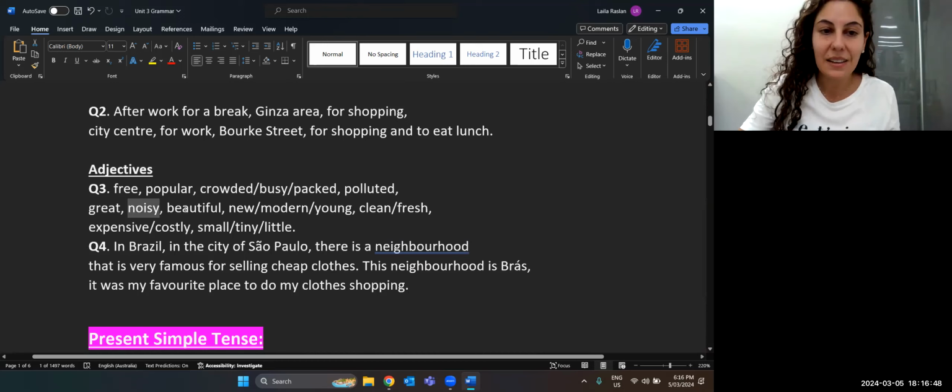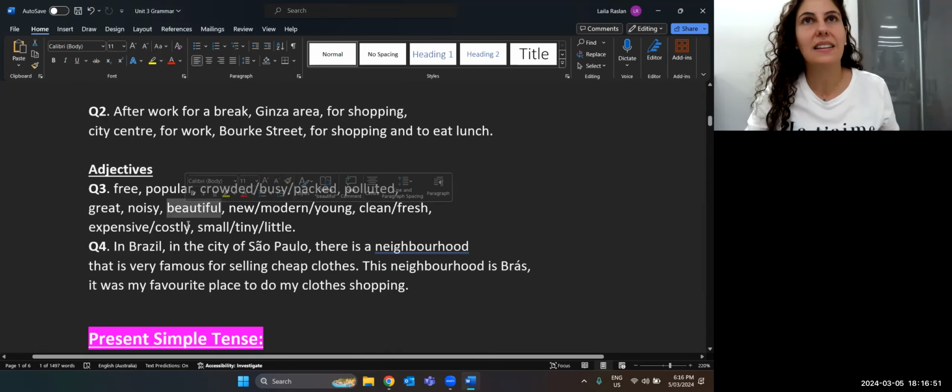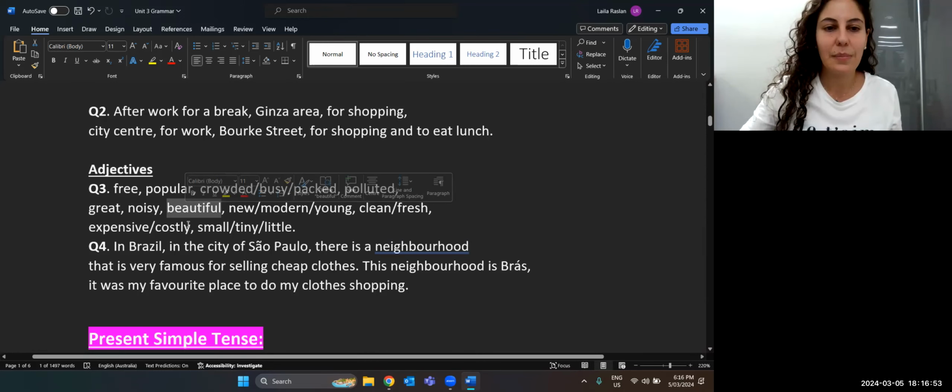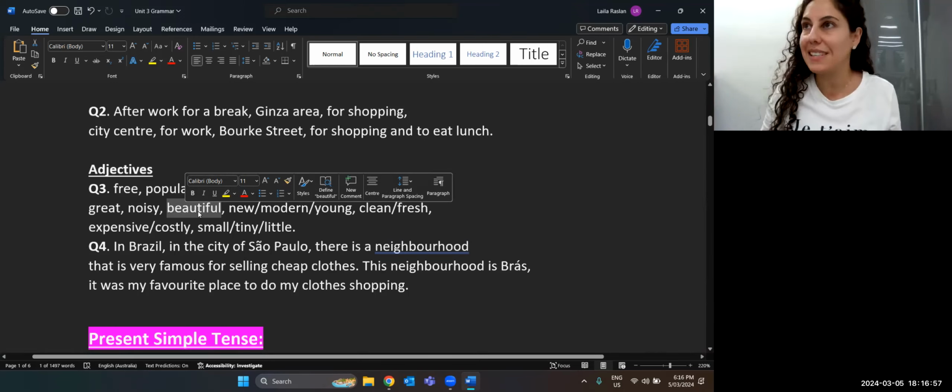If something is ugly, we don't usually say a place is ugly, but we usually say the opposite. A place is beautiful. It was so stunning. It was just very relaxing.